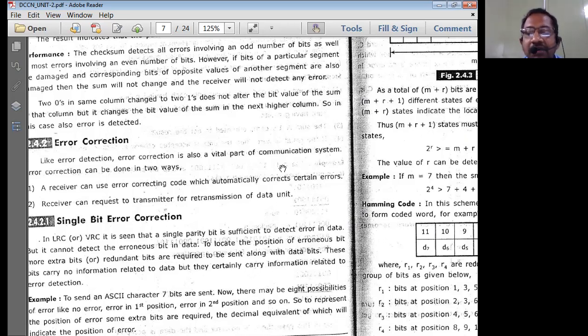Especially in data communication systems. When I say data communication system, what I mean is computer to computer communication or mobile to mobile communication. Any electronic communication is called data communication for that matter. So error correction can be done. Error detection we have seen.